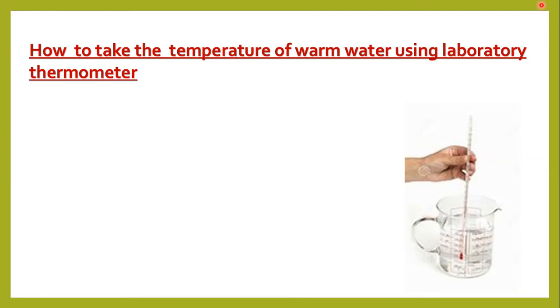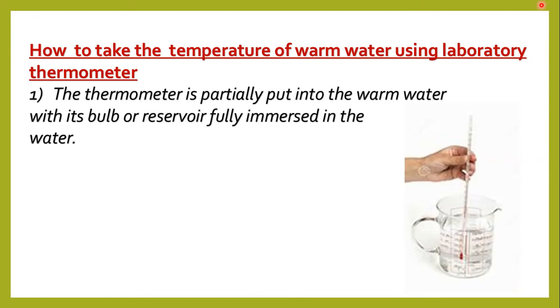So the first step: the thermometer is partially put into the warm water with its bulb or reservoir fully immersed in the water. Partially means we ensure that part of the thermometer is buried into the water, and the part we are considering is the bulb where the mercury is reserved. Ensure that it is fully immersed, covered with water. Okay, what is the next step?